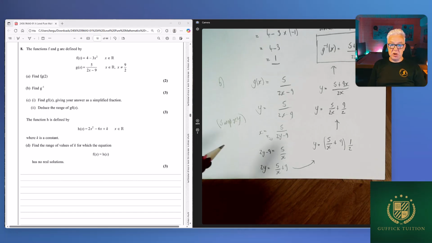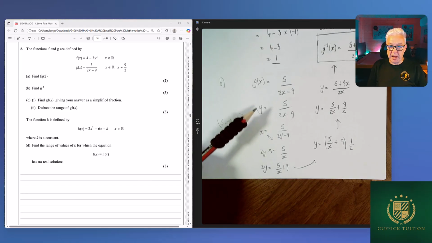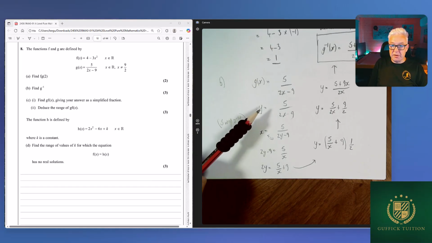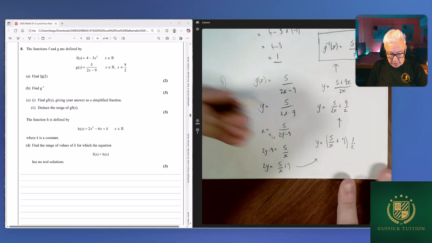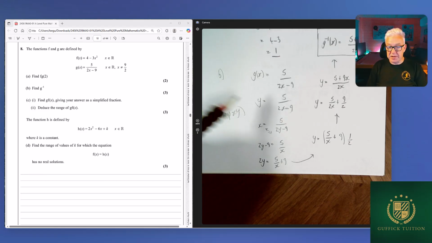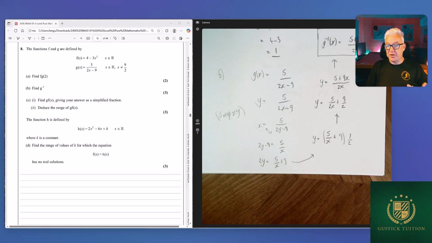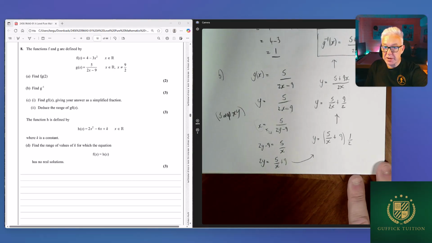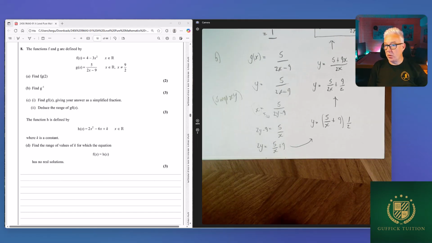So I've written g of x as 5 over 2x minus 9, and then I've just replaced my g of x with y. So I've written y is equal to 5 over 2x minus 9, and here's the swapping over method now. So I now swap over the x and y, which just means wherever there's a y, you change it into an x, and wherever there's an x, you change it into a y. And then once we've done that, we rearrange to make y the subject. So we've swapped over, and we're now going to rearrange to make y the subject.